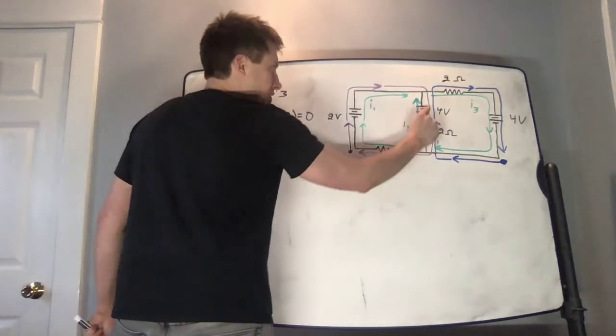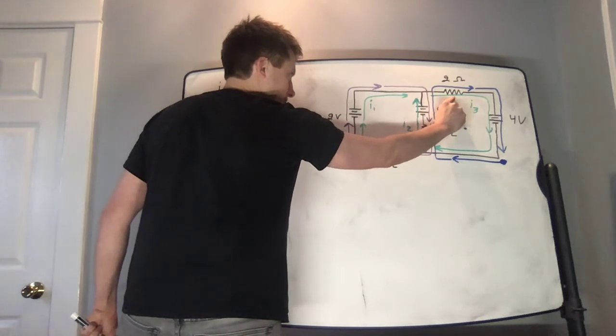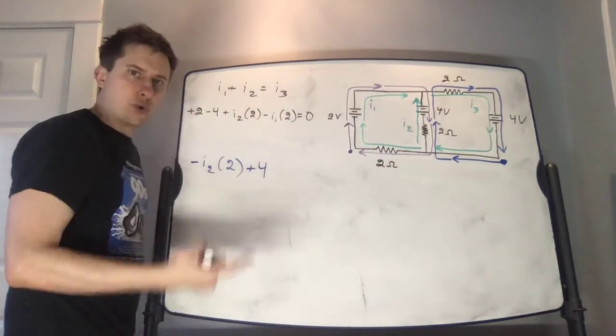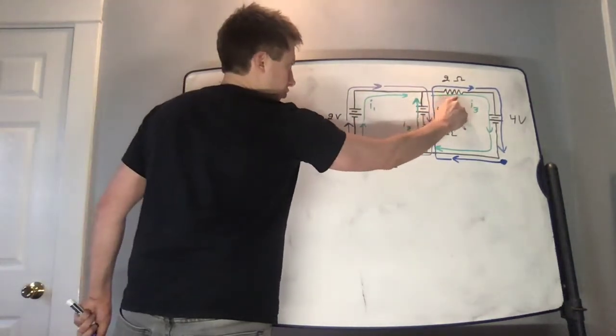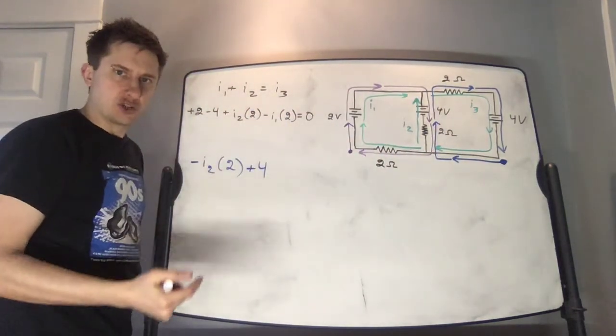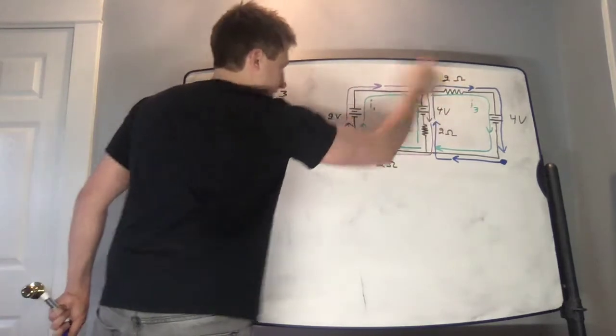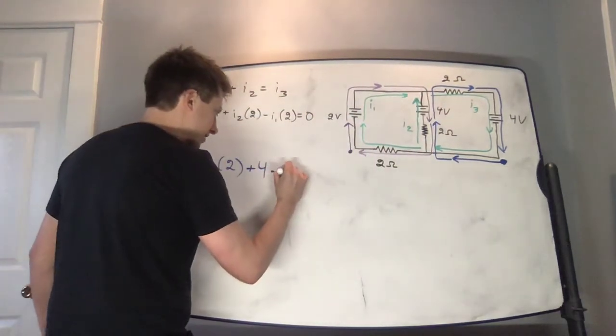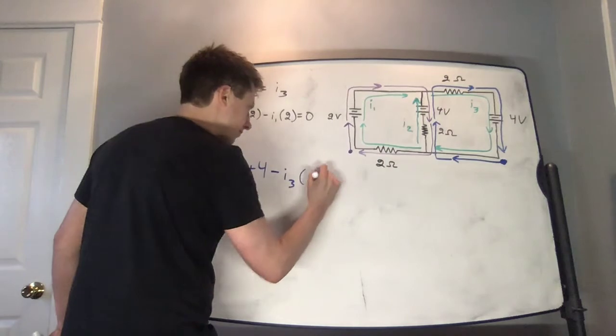As we continue along this path, we turn to the right and encounter this 2 ohm resistor. We are traveling in the same direction that the current is flowing through this 2 ohm resistor, so the change in voltage will be minus I3 times 2. So I write minus I3 times 2.